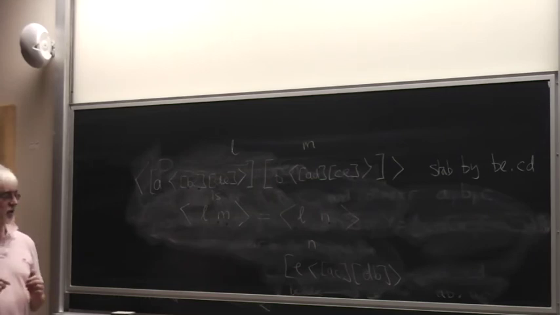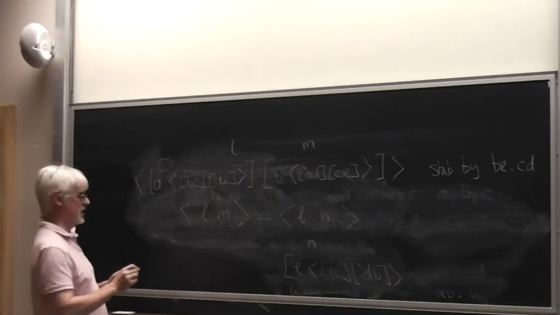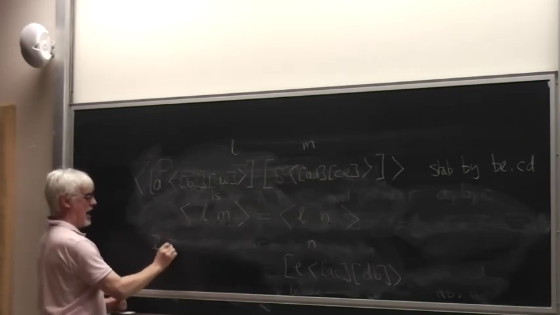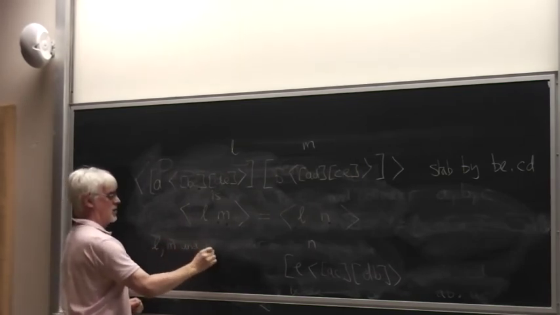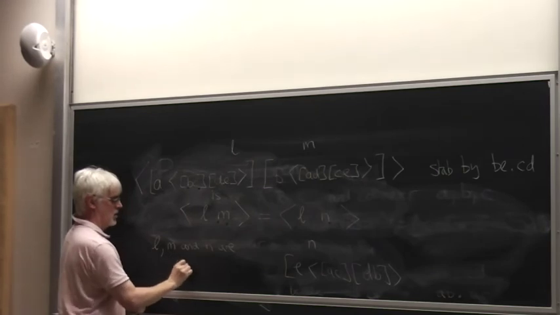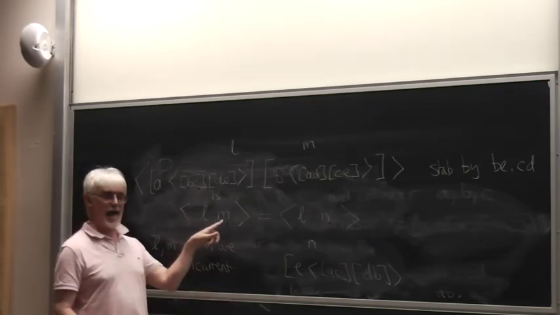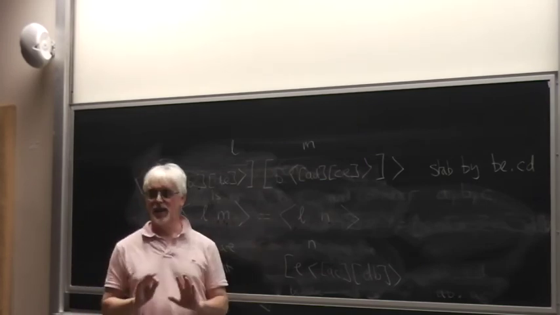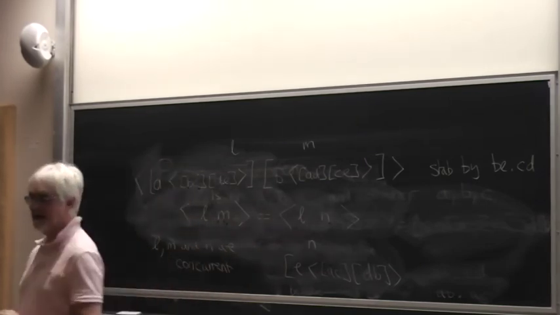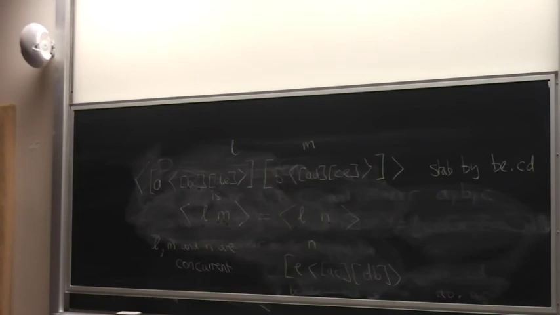So this is a non-trivial fact, and what it's really telling us is L, M, and N are concurrent. L and M meet at a point, L and N meet at the same point. All three lines run from the same point. That's a slightly more human way to see this theorem. And now let's try and draw the theorem.